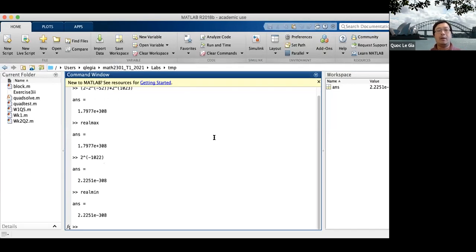Why is 0 not the minimal real number, I mean, in terms of positive numbers? So why is realmin this tiny, tiny number? Why is it not equal to 0? Anyone? Type in the chat box. Why is realmin this number? Why is realmin not equal to 0?